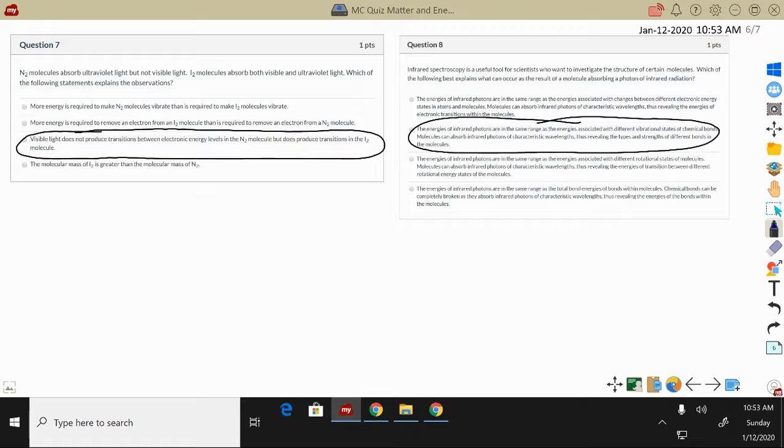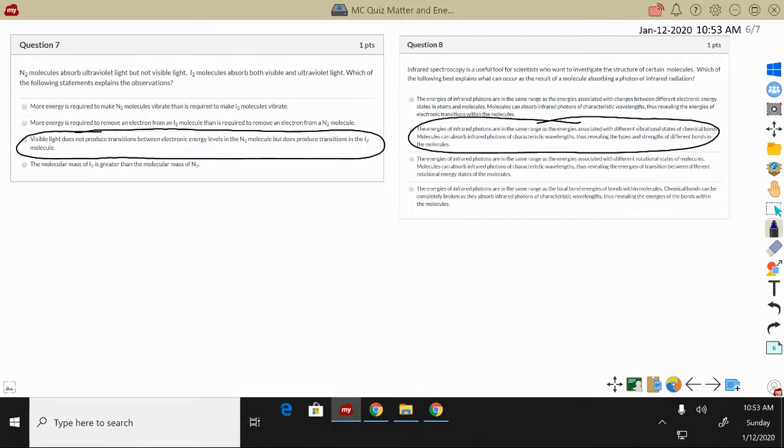Iodine molecules absorb both visible and ultraviolet light. Both cause electron transitions. The correct choice here is the third. Visible light does not produce transitions between electron energy levels in nitrogen, but it does produce electron transitions in iodine. Great question. Knowing that it's these electron transitions that are caused by ultraviolet and visible light.